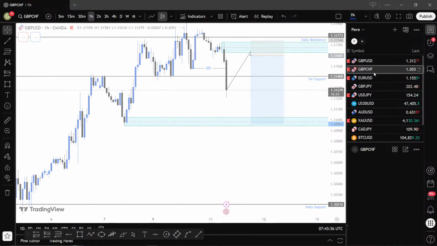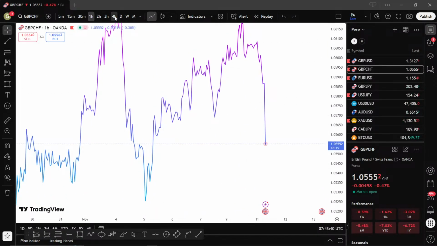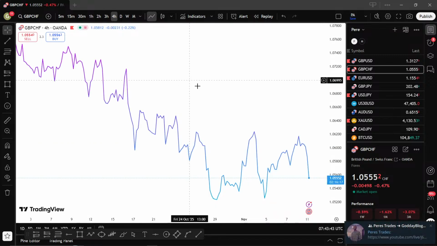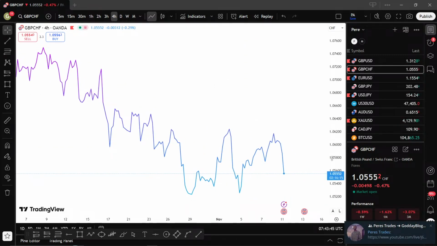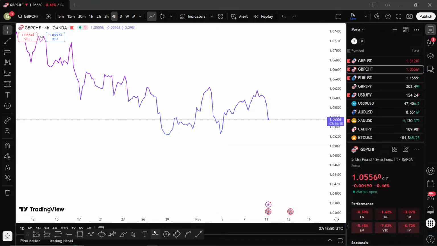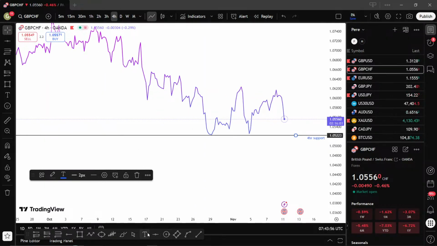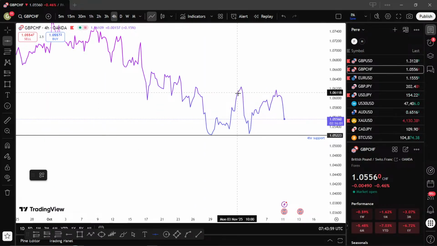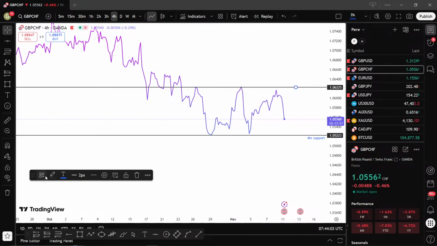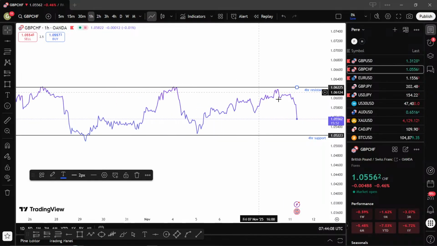Now let me go over to the next market, GBP CHF. I'll also switch over to the line chart and come over to the 4-hour time frame. Looking at the 4-hour, here's a 4-hour support, and then this high here acts as our 4-hour resistance. Now I'll go down to the 1-hour time frame.